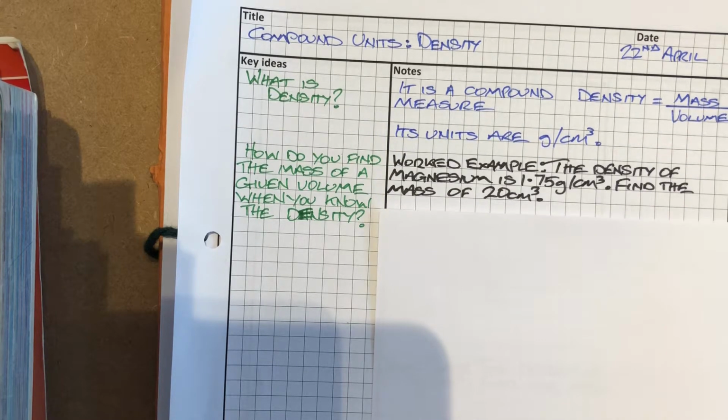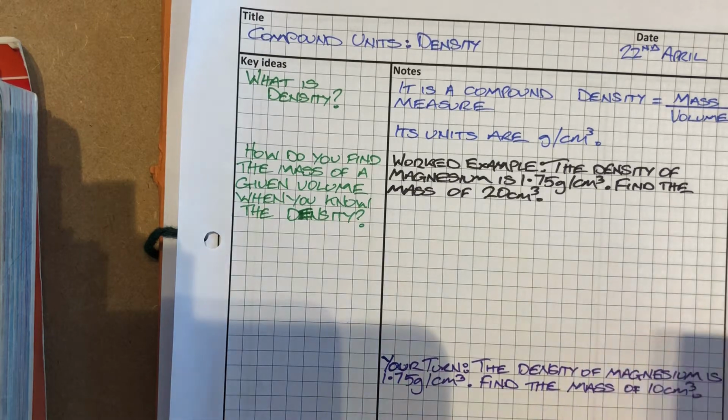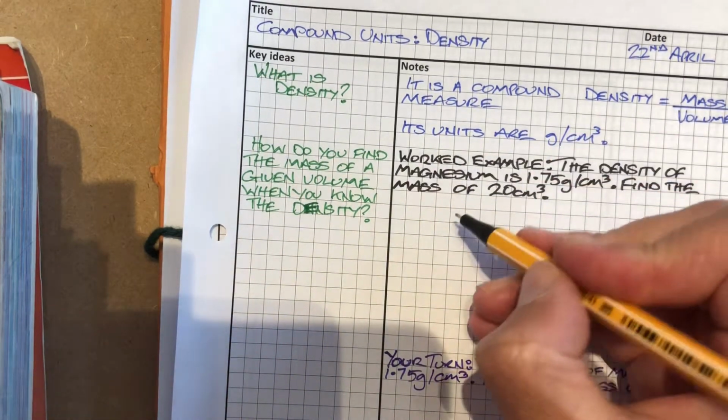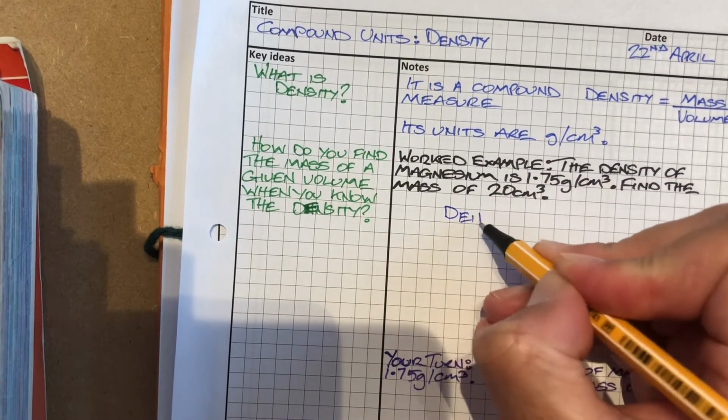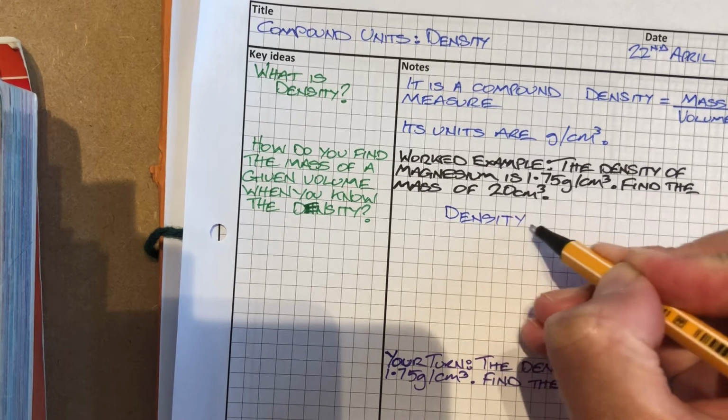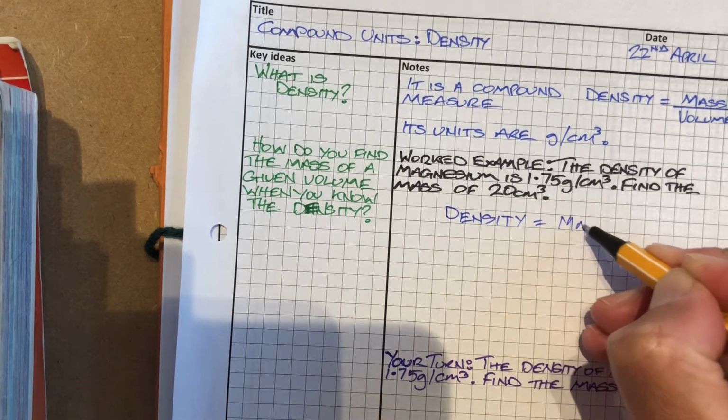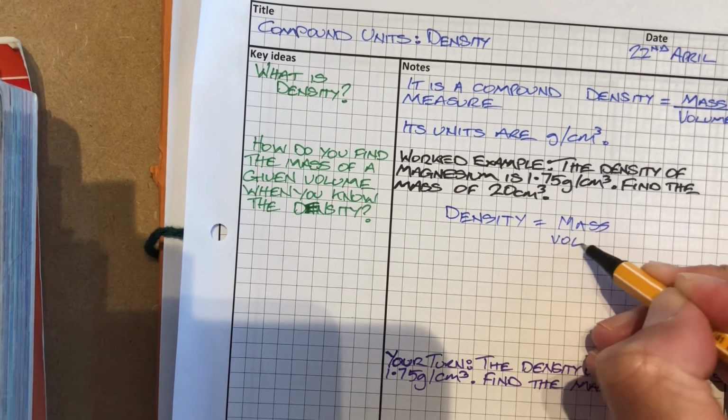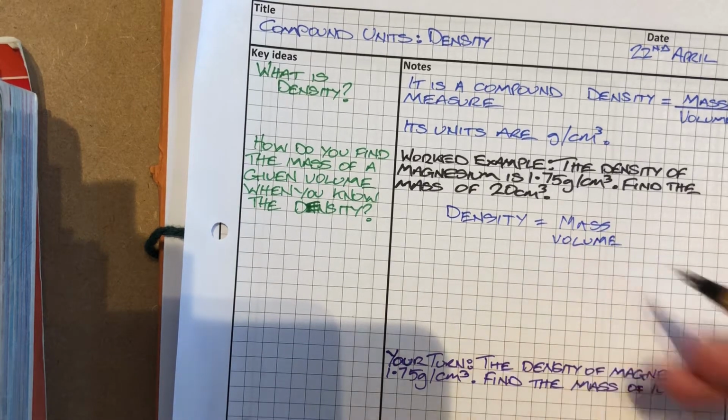So here's an example. The density of magnesium is 1.75 grams per cubic centimetre. That is, each cubic centimetre weighs 1.75 grams. Find the mass of 20 cubic centimetres. So write in your formula. Density is mass divided by volume.